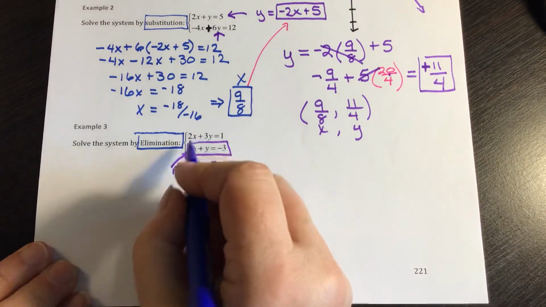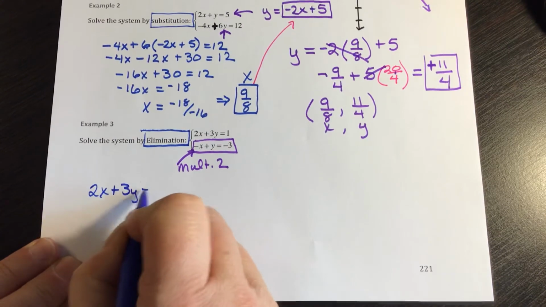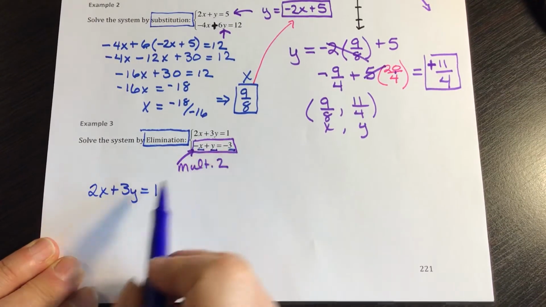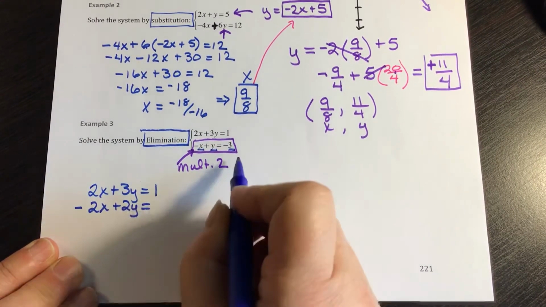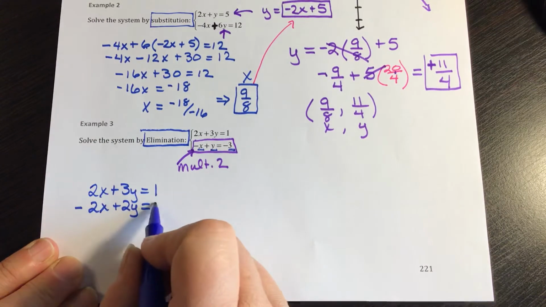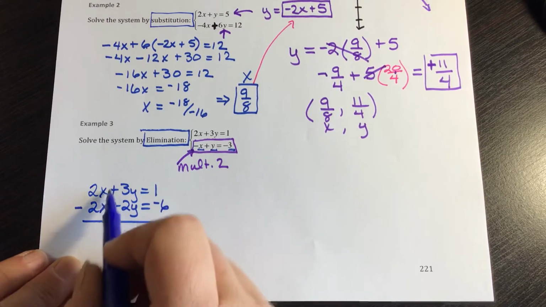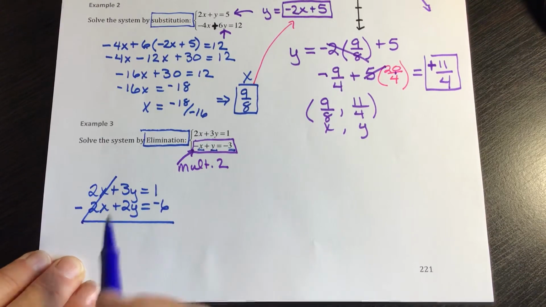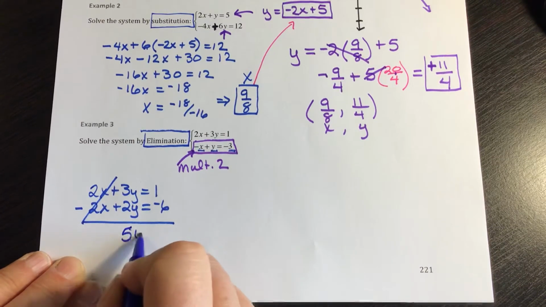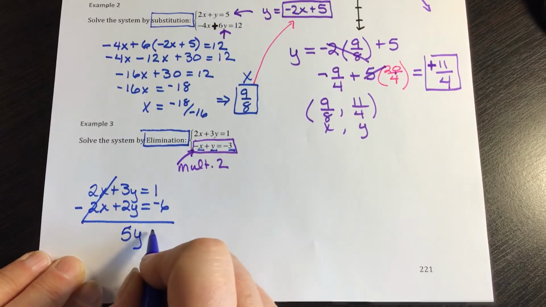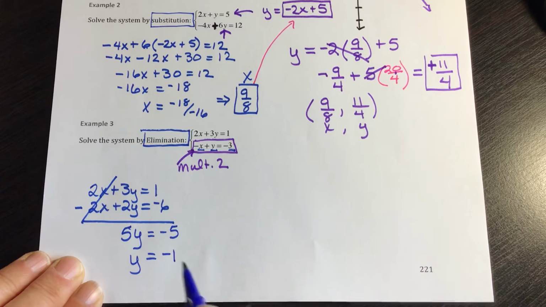And that would give me, I'm going to write the top equation first, 2x plus 3y equals 1. Now every part of the second equation, I would have negative 2x plus 2y is, and don't forget on the other side of the equal sign, that would be negative 6. Now when I add these together, the 2x's are going to cancel out, or I'm going to add them up and get 0. And then I'm going to add the y's together. That would give me 5y. And 1 plus negative 6 is negative 5. So that gives me y is negative 1.